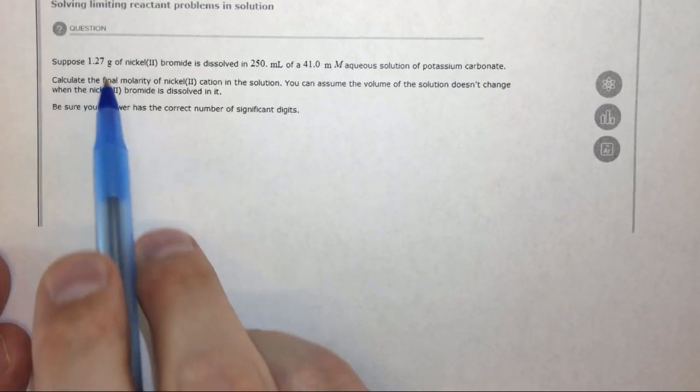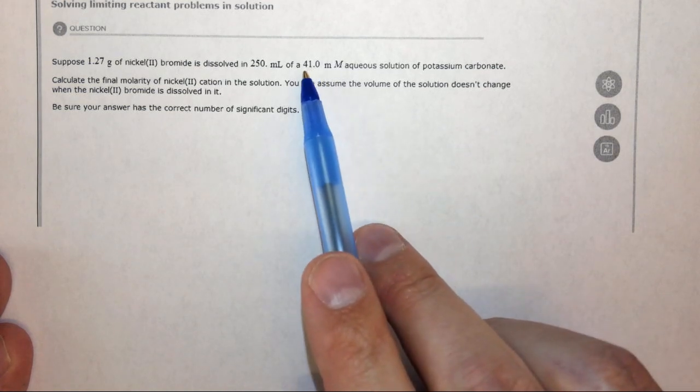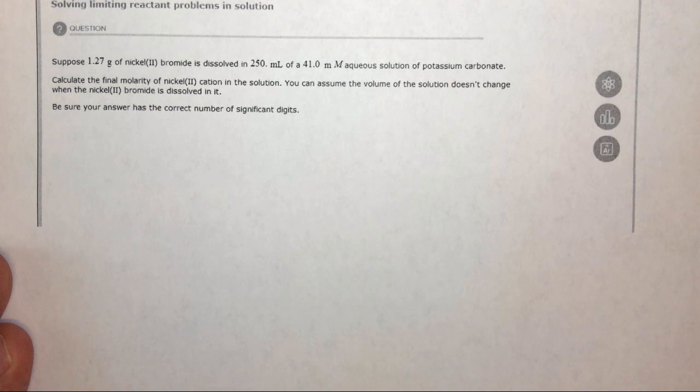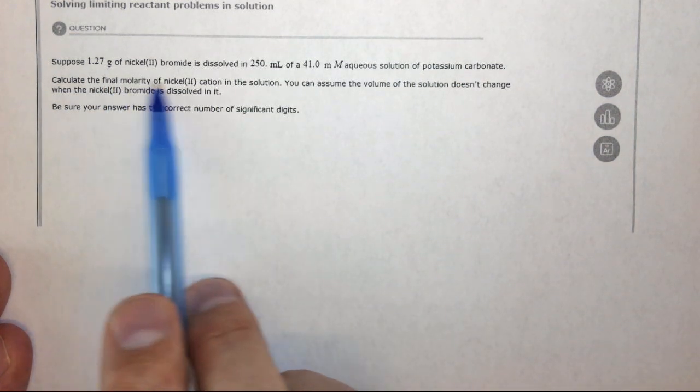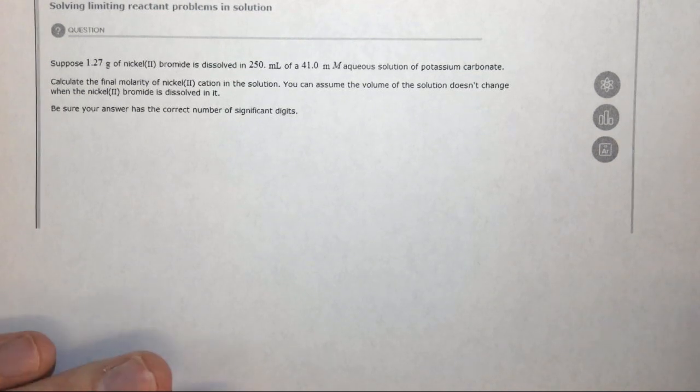It says, suppose 1.2 grams of nickel 2 bromide is dissolved in 250 milliliters of a 41.0 millimolar aqueous solution of potassium carbonate, and it wants the final molarity of the nickel 2 cation in the solution. So the first thing we need to do here is look at the chemical reaction that's occurring.